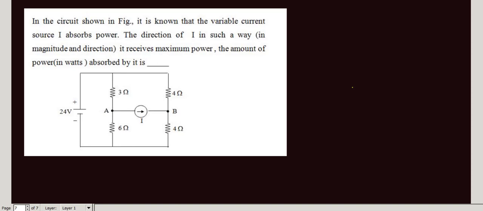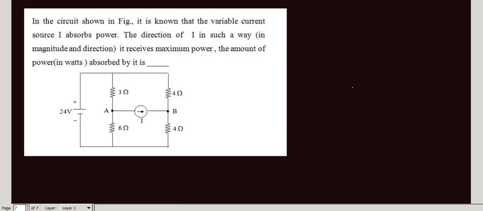Let's see the question from network theory. In the circuit shown in the figure, it is known that a variable current source absorbs power. The direction of the current I is such that it receives maximum power. The amount of power absorbed by it is.